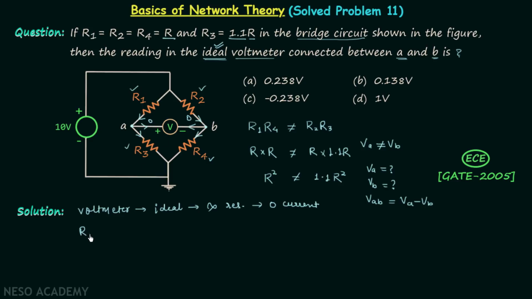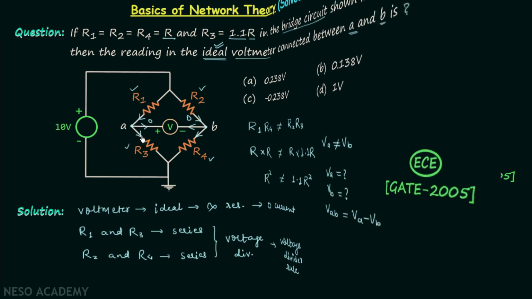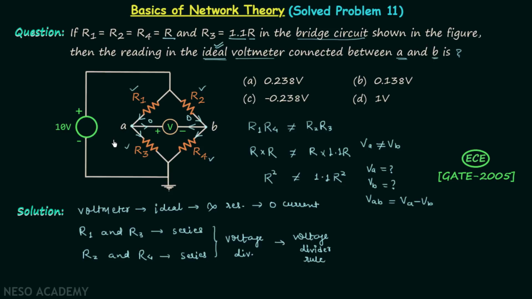So we can say that resistance R1 and resistance R3 are in series and we can say that resistance R2 and resistance R4 are in series, and we know in series combination the voltage division will take place and therefore we can apply the voltage divider rule. We know how to use the voltage divider rule and we will use the voltage divider rule first in case of this series combination of resistors. And we have two options. Either we can calculate the voltage across R1 or we can calculate the voltage across R3.